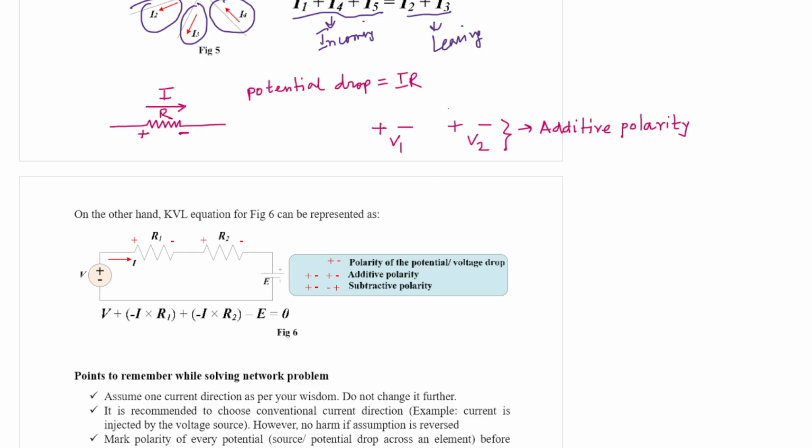On the other hand, if any two potentials are arranged in this fashion, this is plus minus, let us say this is V1, and this is minus plus, let us say this is V2, then this is called subtractive polarity.